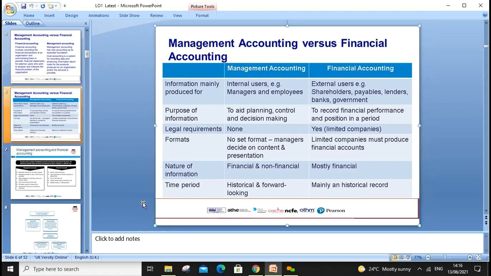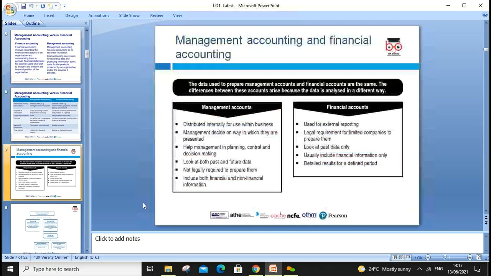So management accounting information is mainly produced for internal use. The key difference is between internal users and external users: planning, recording financial performance, no set format. There is no set duration in management accounts, but for financial accounts we have to produce the reports once a year.